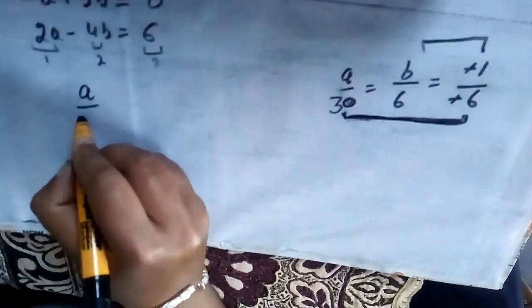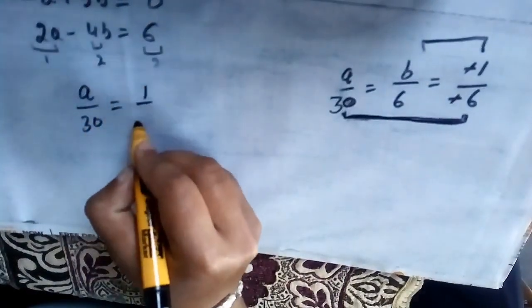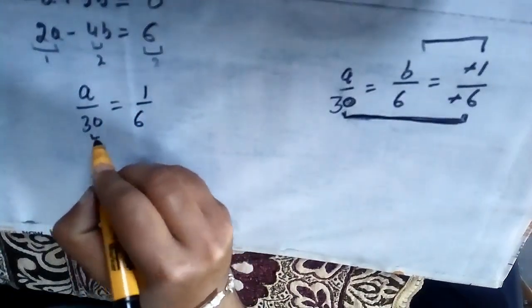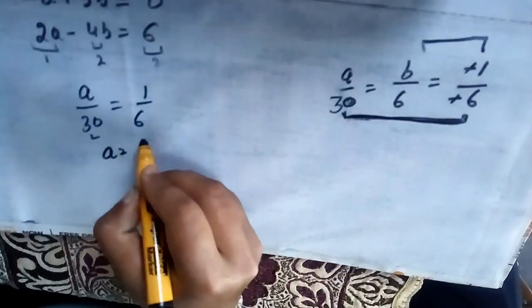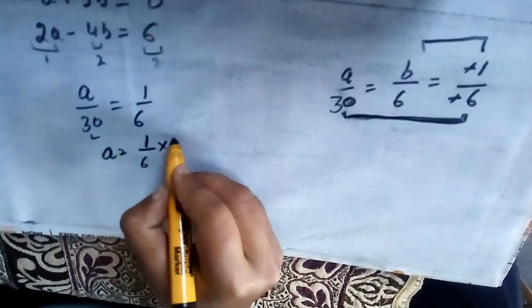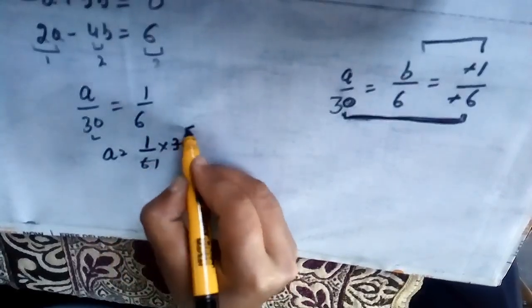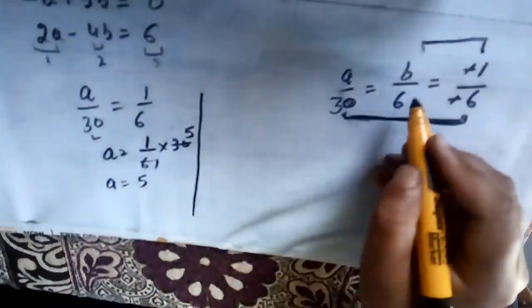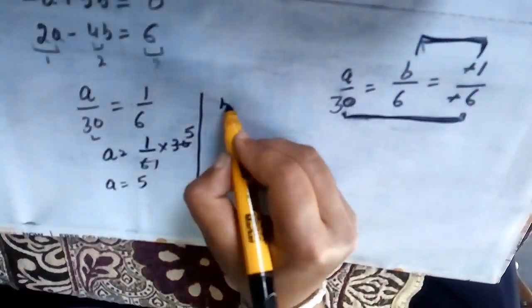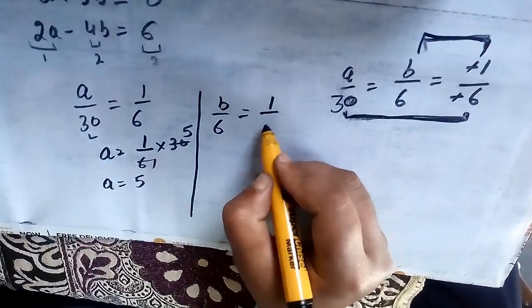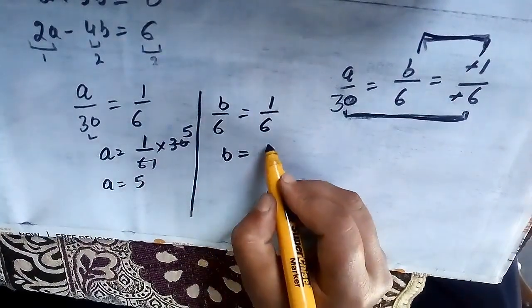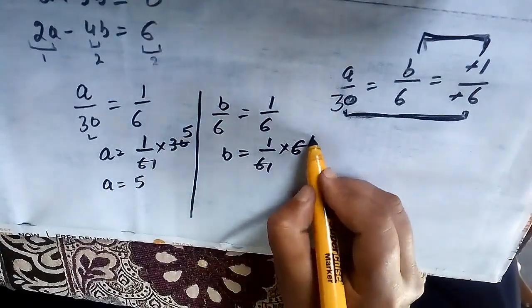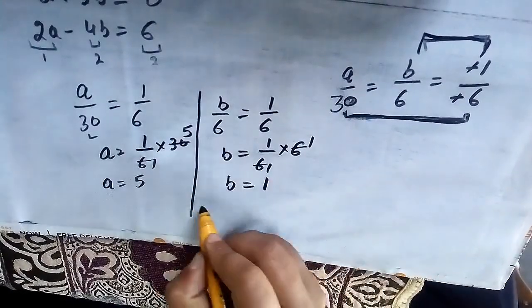So first was a upon 30 and third part was 1 upon 6. Take 30 to the right side, a will be equal to 1 upon 6 into 30, 6 1s are 6, 6 5s are 30, a will be 5. And to find out the value of b, we have to take second and third, that is b upon 6 equals 1 upon 6. So the value of b will be 1 upon 6 into 6. 6 1s are 6, so b will be 1.